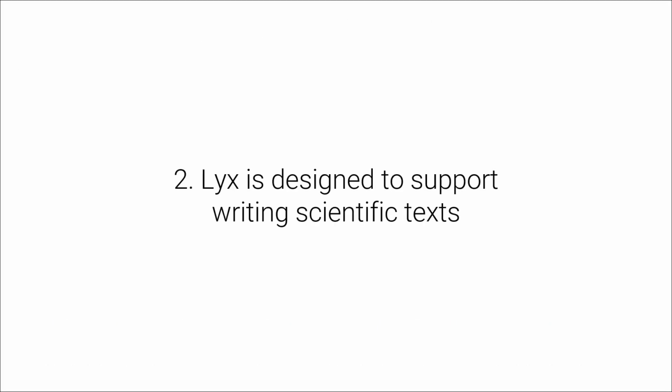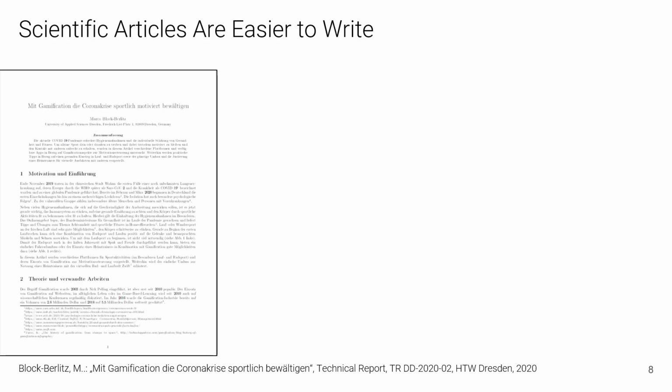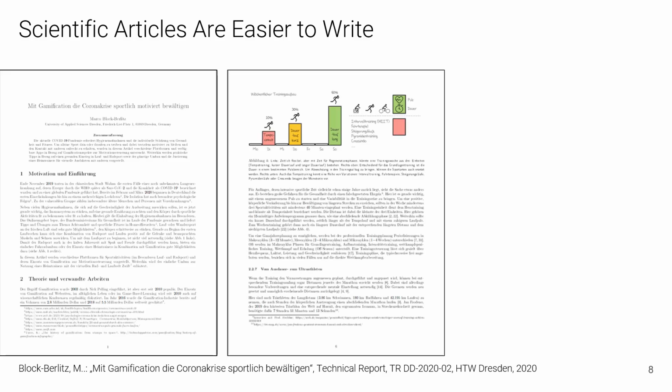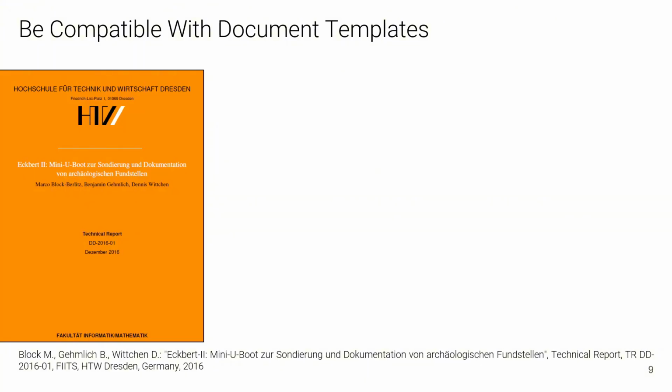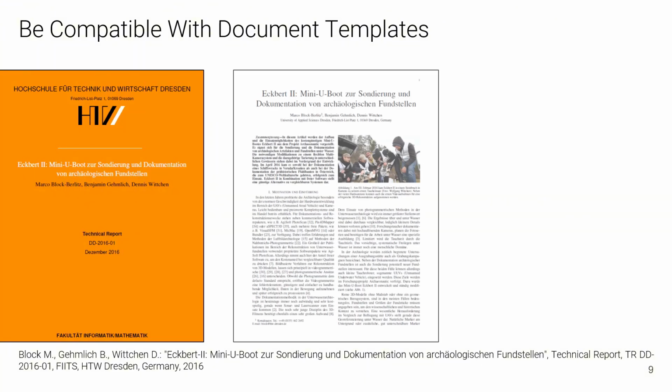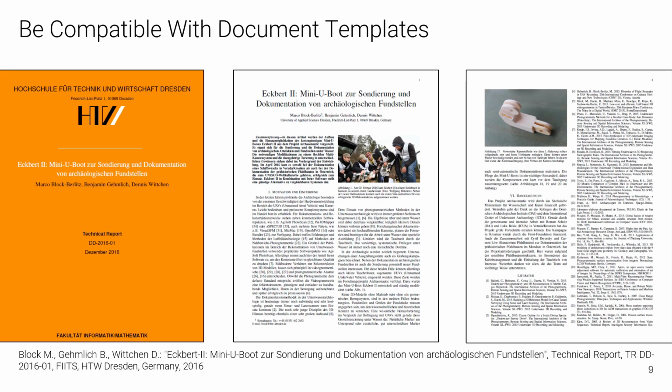Point 2. Lyx is designed to support writing scientific texts. If we want to write scientific articles, we can choose a suitable template and start with the content immediately. We can therefore concentrate on the content and are not constantly distracted by the format of the document. We can select a different language for both the text and the Lyx environment. In the first examples we have seen German documents. Soon we will switch to English examples.